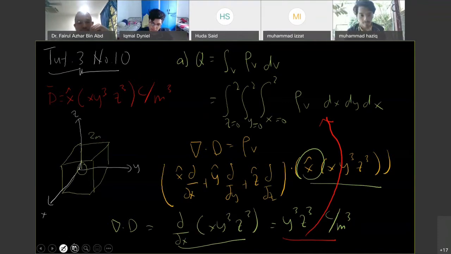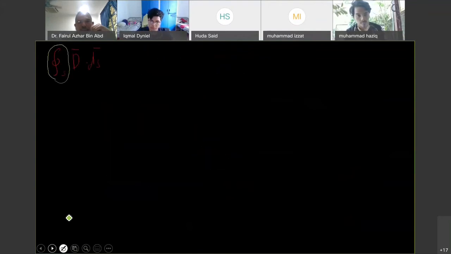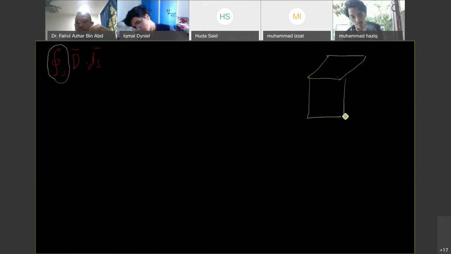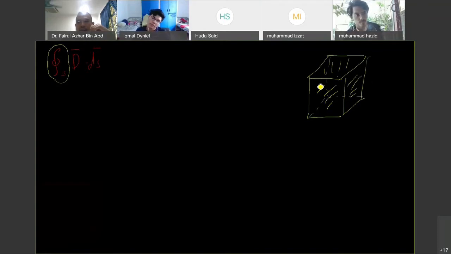So in this particular case, if I redraw the shape of the cube, like here, we need to perform this integration on every side of this cube. So we have 6 surfaces. Let's say we are considering the front surface first.